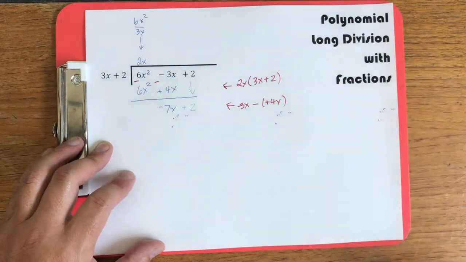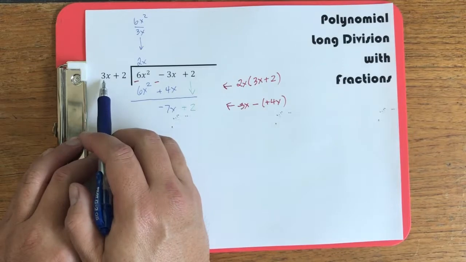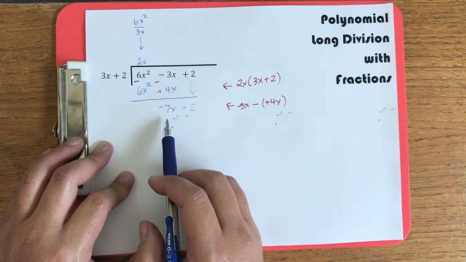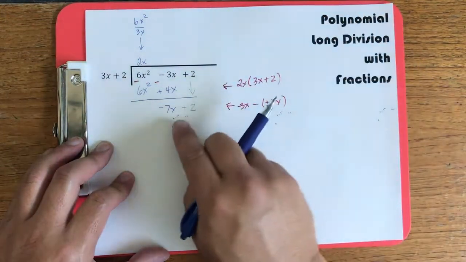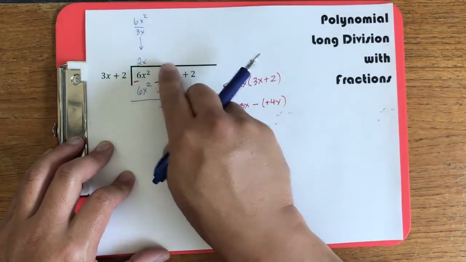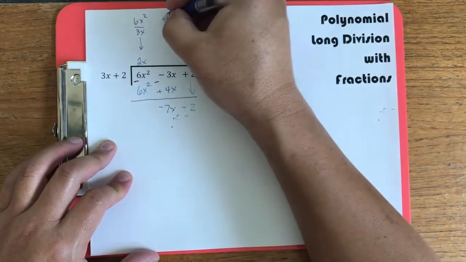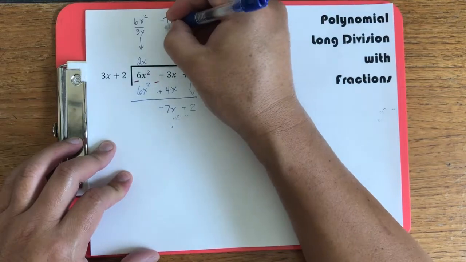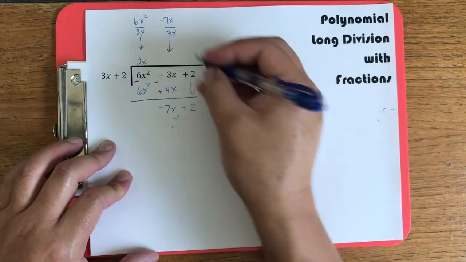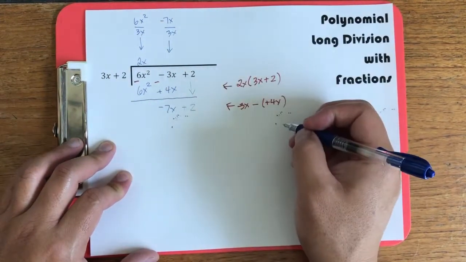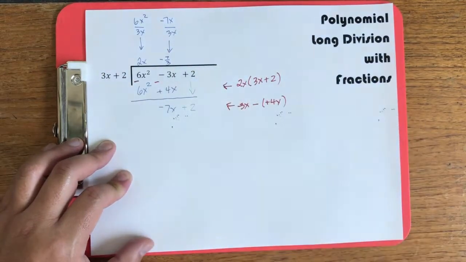Okay, now here's where it gets interesting. So if we ask what do I multiply 3x to get negative 7x, it's not very obvious. What we can do is do the same trick. We can say whatever goes here is this term divided by that term. So let's write it. Minus 7x divided by 3x goes right there. So when you simplify this, you get minus 7 over 3.